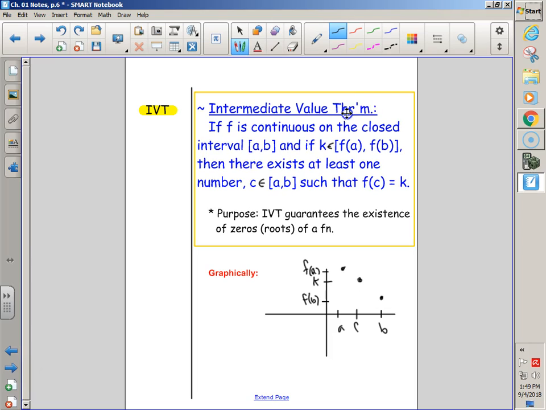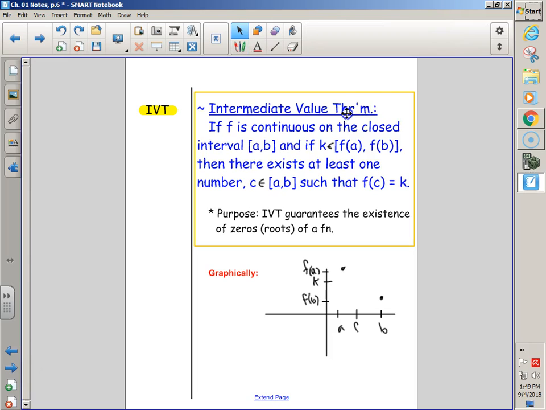If I need to go from one to the other, for any k in between, there's going to be an in-between c that maps to it. At least one. It could be more than one. It could cross through all sorts of different times. But at least once. So let me go ahead.